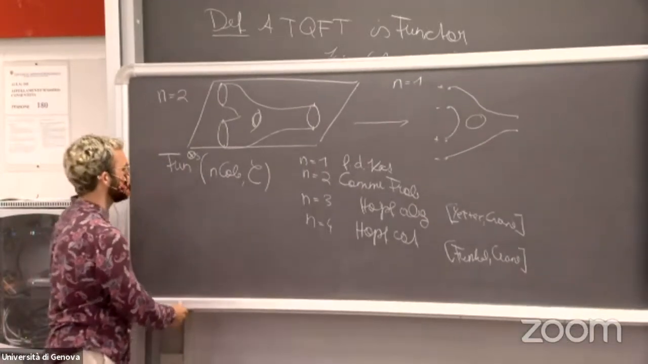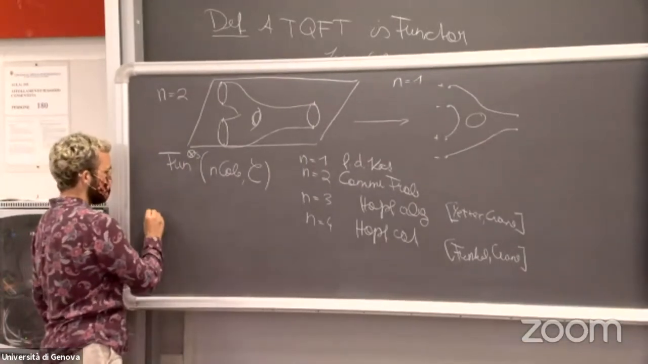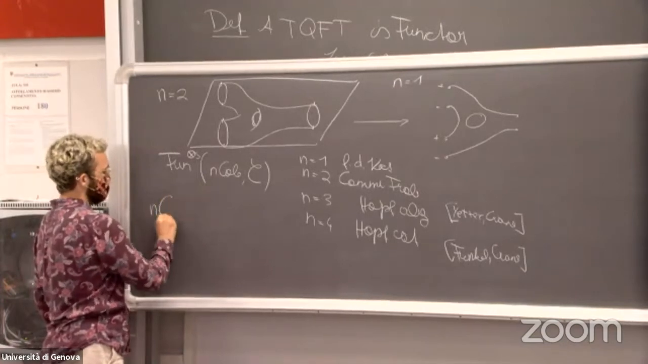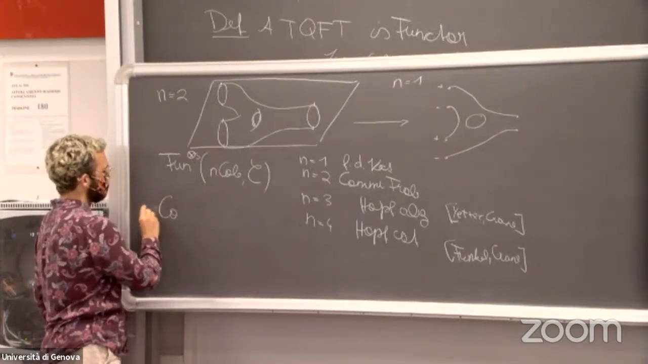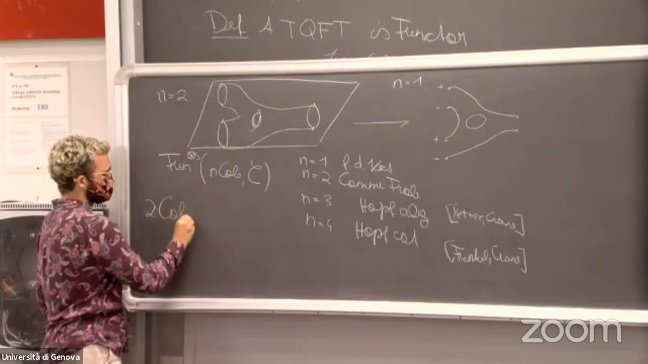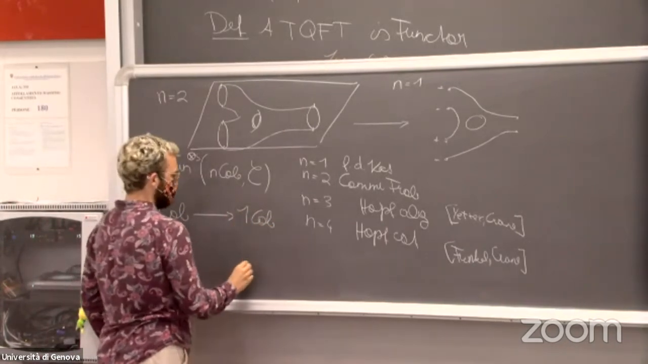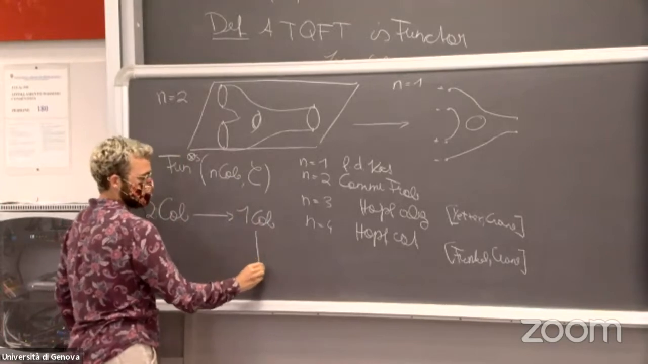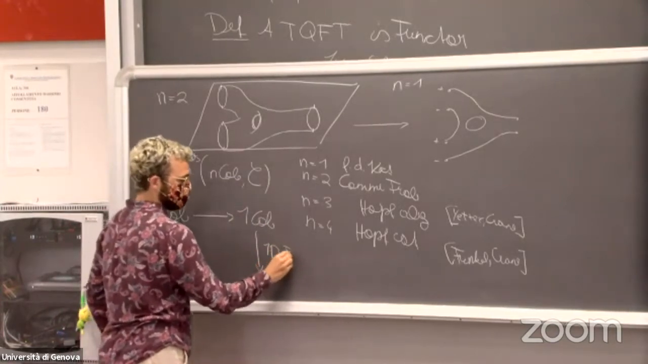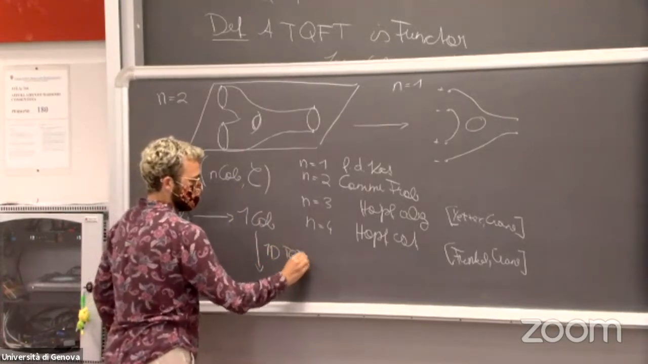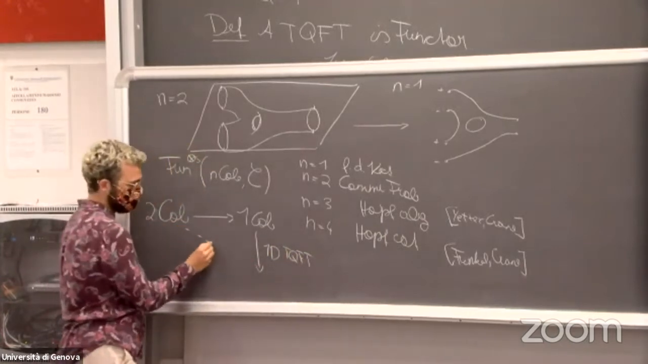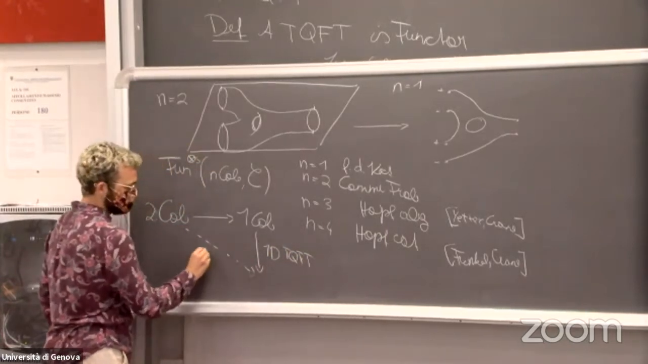So to formalize this a little bit, what we want to do is take 2-Cob, we create a functor to 1-Cob, and by using a one-dimensional TQFT, we can therefore compose this to generate it to the TQFT.